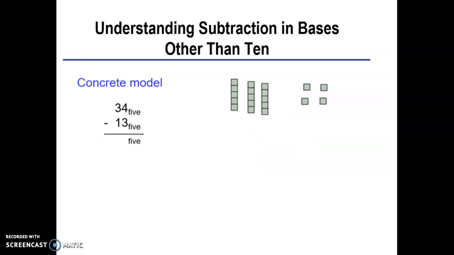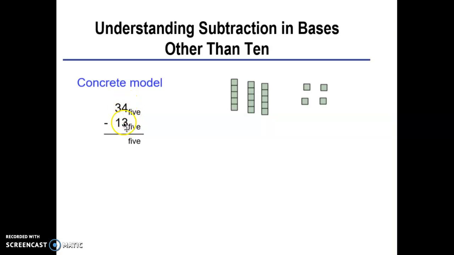Okay, let's look at this one. So this time I'm subtracting. Notice the difference in the setup. When I'm subtracting, I only modeled the top number. So I've got 34, 3, 4, back to base 5 again. So I have 5 tinies and a long. And I'm going to remove 13 base 5. I'm going to remove 1 long and 3 tinies. And I'm going to do it exactly the same way as we would expect in the standard algorithm.